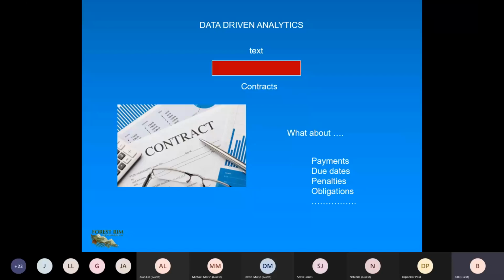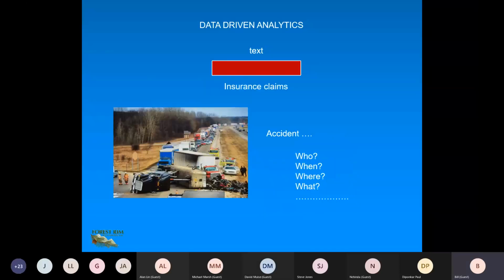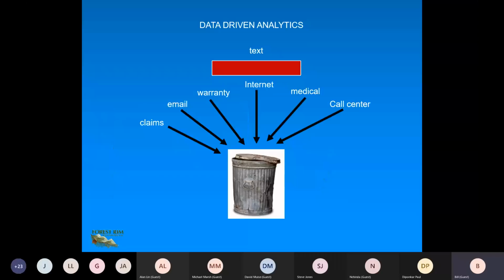Another place where we have information that's valuable are contracts. And what are contracts in the form of? They're in the form of text. Insurance claims, that's another. And the corporation is full of data that is valuable data to the corporation. And what are we doing with it? We're tossing it in the garbage can.